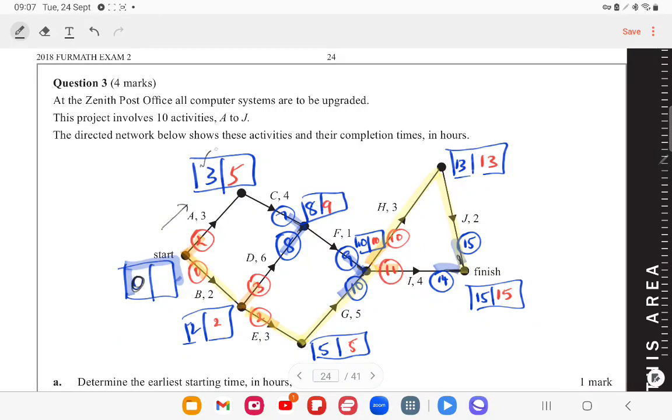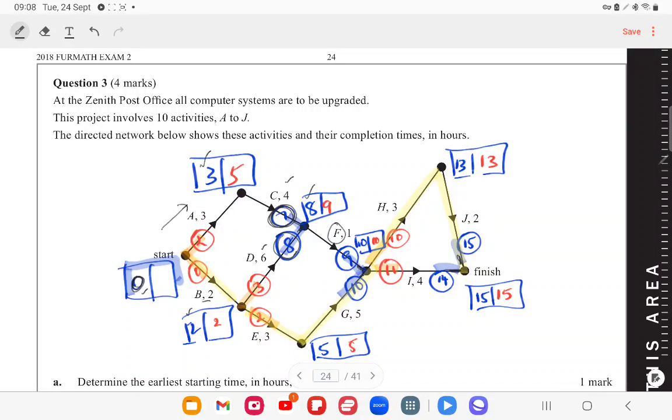And 0 plus 3 is 3. 3 plus 4 is 7, because I've come to that edge where you have to make a choice. Now let's go along B. 0 plus 2 is 2, and 2 plus along D, the duration of D, 6 is 8, which is the other choice. And of the two, 7 and 8, you choose 8 to be the bigger value, and you write it as the earliest starting time for activity F.